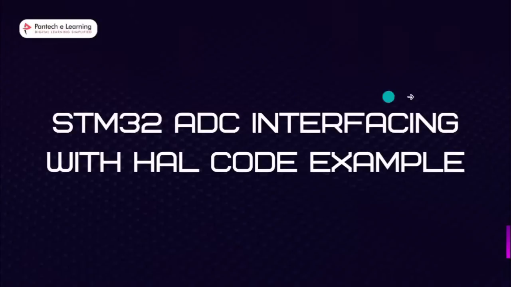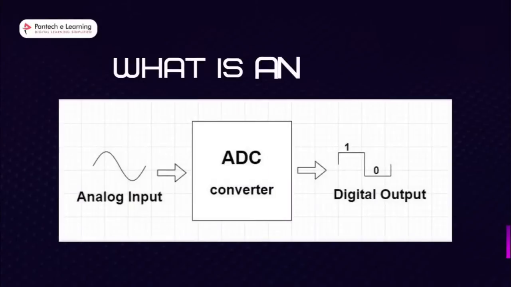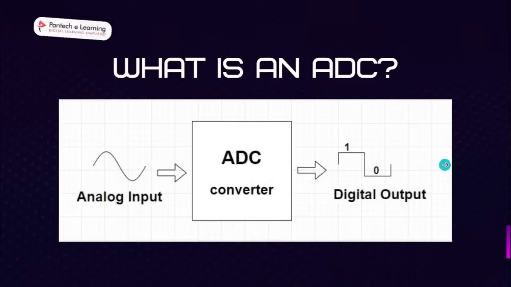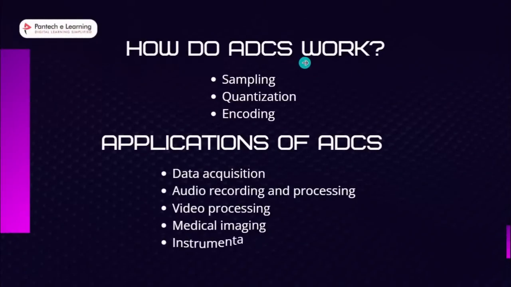The resolution determines the number of discrete values that the ADC can generate, which affects the accuracy of the conversion. Now let's talk about what is an ADC. An ADC is a device or module that converts an analog signal into a digital signal. Analog signals are continuous signals that vary in amplitude over time. On the other hand, digital signals are discrete signals that can only take on a limited number of values, like zeros and ones. So ADCs are used to convert signals from the analog world into digital signals that can be processed by digital circuits, right?